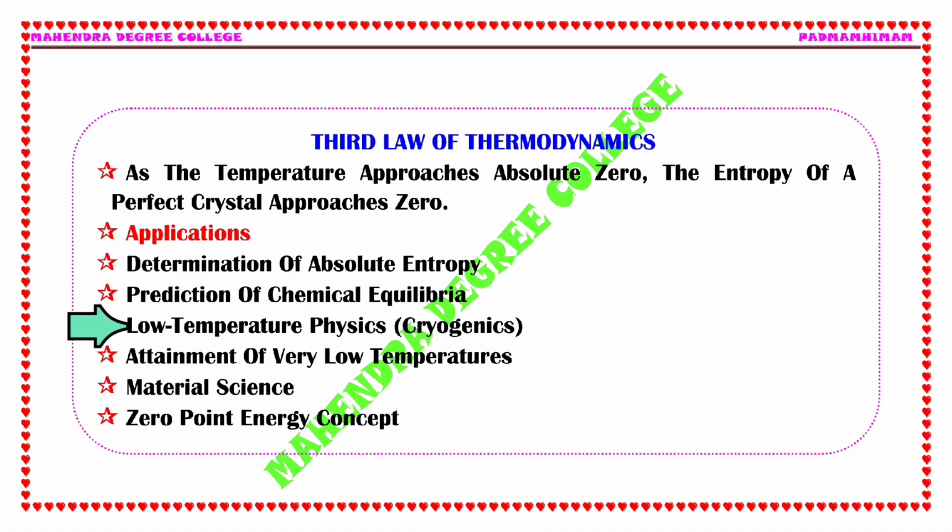Third one, low temperature physics, that is cryogenics. Cryogenics means the study of materials and systems at extremely low temperatures. The third law helps understand how gases like oxygen, nitrogen, and helium liquefy when cooled near absolute zero.